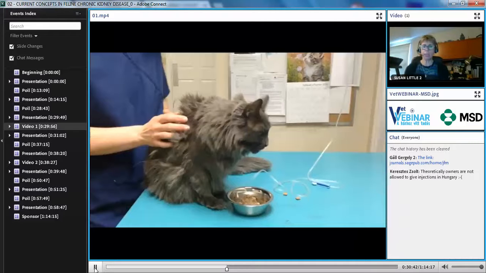So I do see a comment saying that theoretically owners are not allowed to give injections in Hungary, but I assume that if you have a diabetic cat that you would teach owners to give insulin injections. So I've heard that comment from other countries as well, but it seems to me that it would fall under what would be considered reasonable treatment.